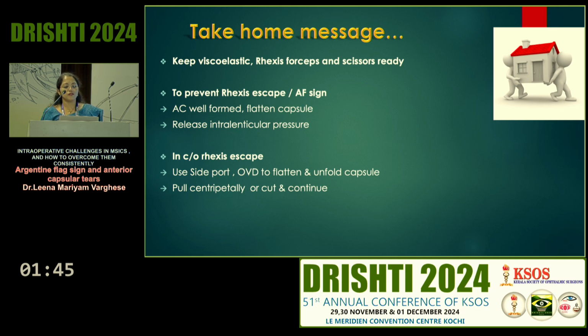You can keep Viscoat with you, or a rhexis forceps and scissors ready, because any time your rhexis can extend to the periphery. So to prevent this, make sure the anterior chamber is well formed. Flatten the capsule, release intralenticular pressure in an intumescent cataract, and once the rhexis has escaped to the periphery, it's better to use a side port, because through the main port the anterior chamber becomes shallow and the visco escapes. Flatten the capsule, unfold it and pull centripetally, and if it does not come, cut and continue your rhexis.